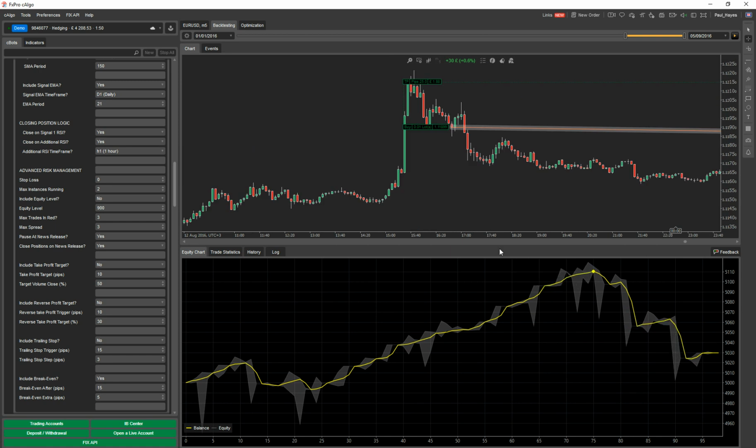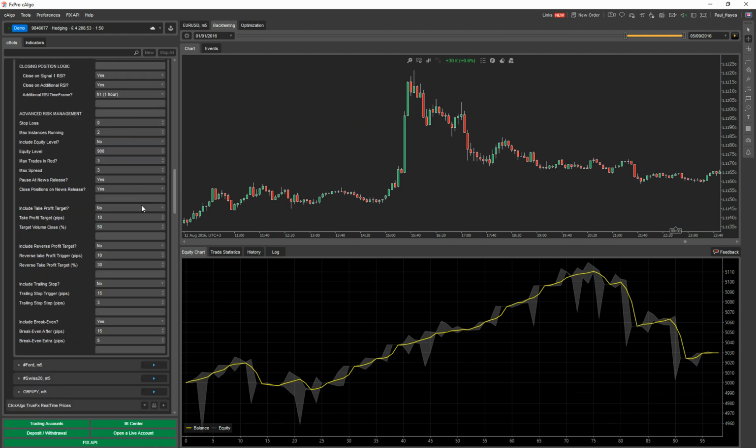So again, there's another news release on the bottom of this one. You can see there it went up 67, 68 pips. So with Forex, you do need to use the news release manager. It does make a big difference.